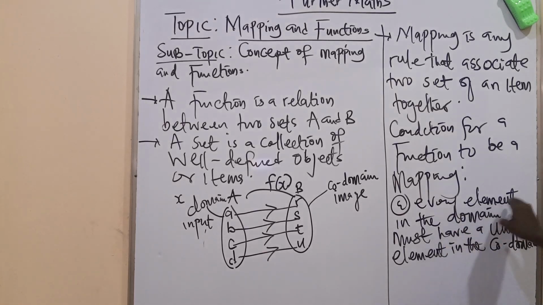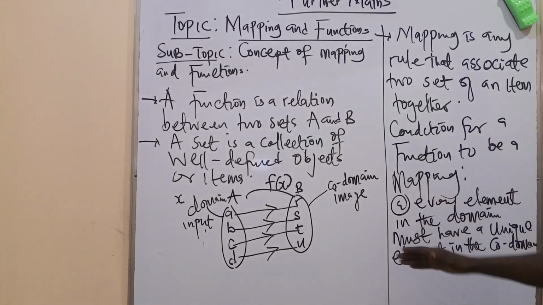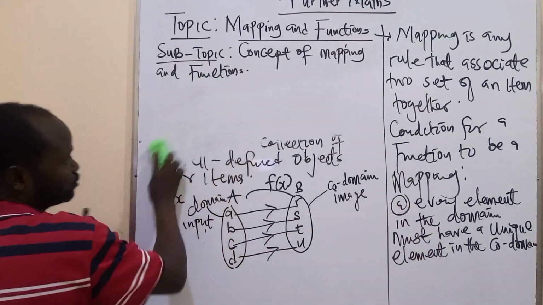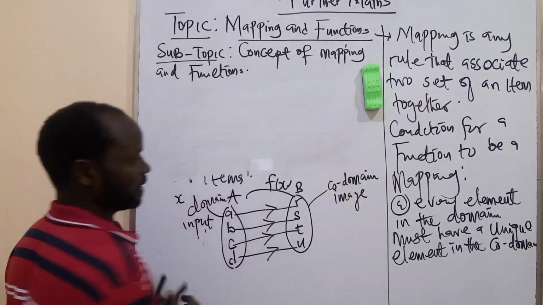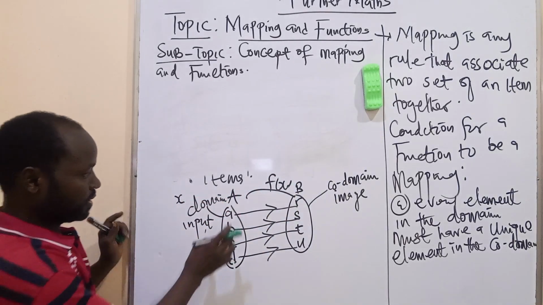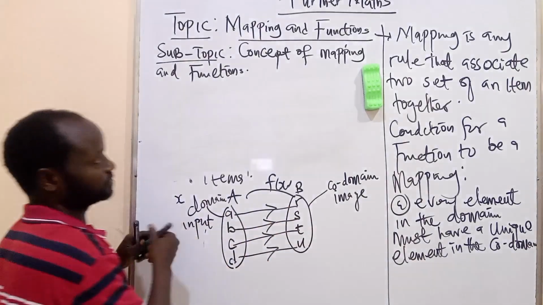Very important. So every element in the domain must have a unique element in the codomain for a function to be a mapping. Number two, very important, condition number two: every element in the domain must not have more than one element in the codomain.